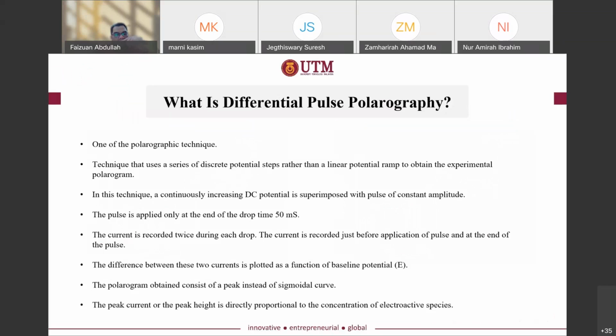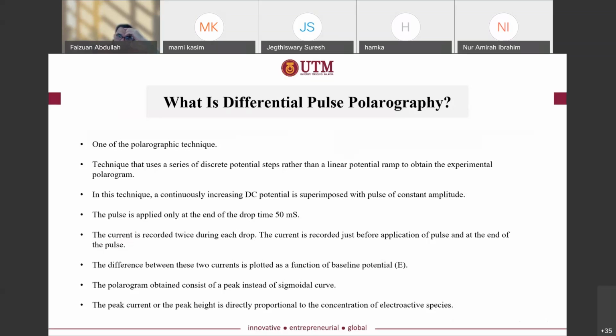Okay. Next is the differential pulse polarography. Differential pulse polarography is one of the polarography techniques. This technique uses a series of discrete potential steps rather than a linear potential ramp to obtain the experimental polarogram. In this technique, a continuously increasing potential is superimposed with pulses of constant amplitude. The pulse is applied only at the end of the drop at time 50 ms.